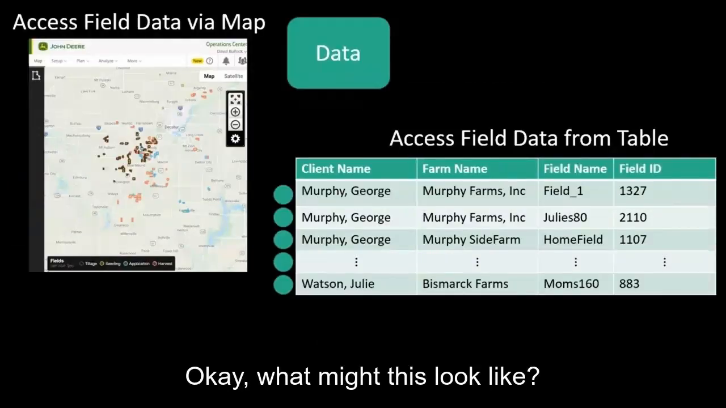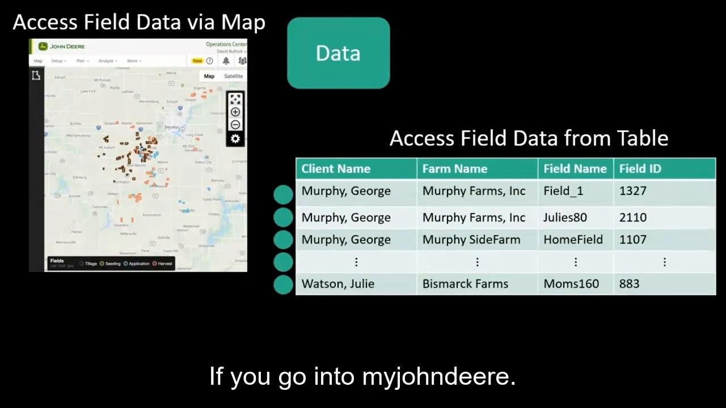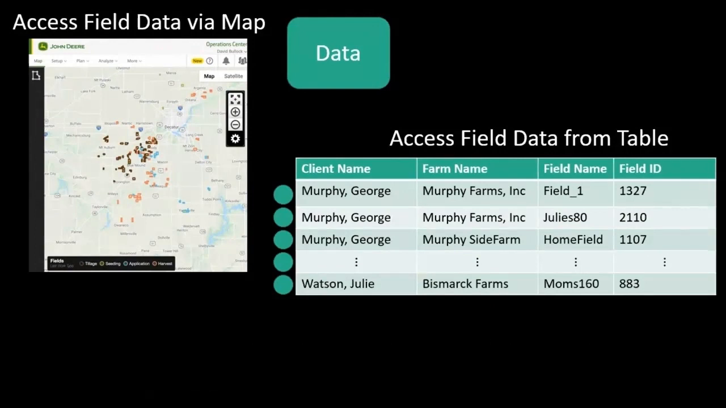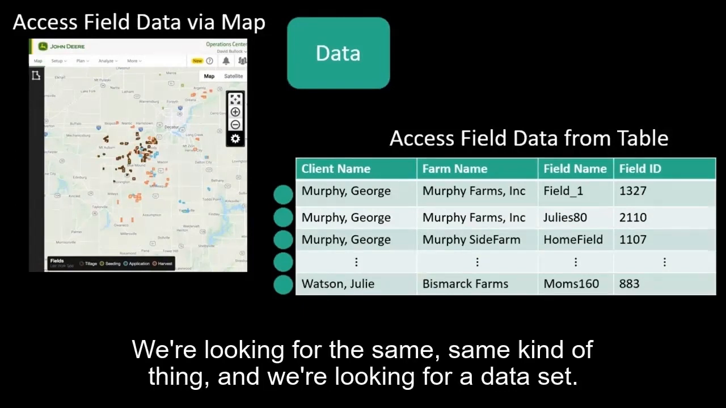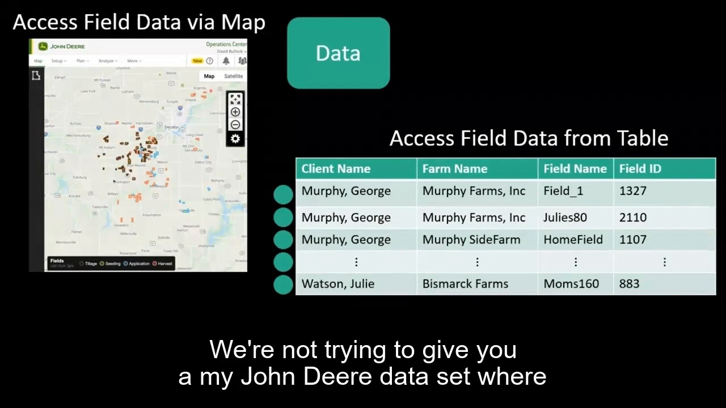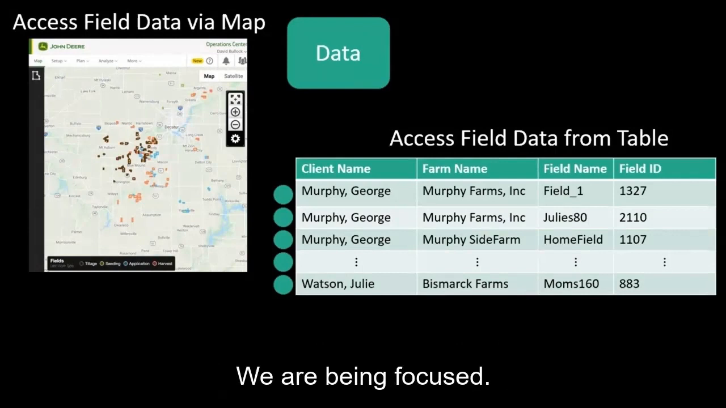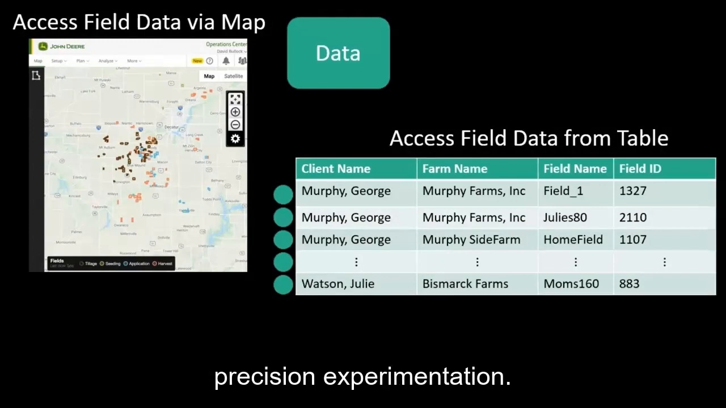What might this look like? Well, Keith has developed some stuff that already looks like this. If you go onto myjohndeere.com and you have an account, it will show you a map of where all your fields are. I've seen these where farmers have big farms, 100 fields, et cetera. We're looking for the same kind of thing, and we're looking for a data set. We're not trying to give you a My John Deere data set where it tells you everything that ever happened on your farm. We are being focused. We're going to focus on experimental data and on-farm precision experimentation.